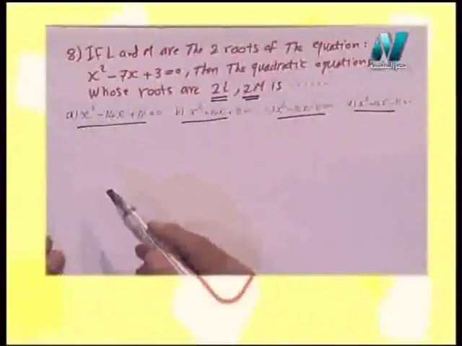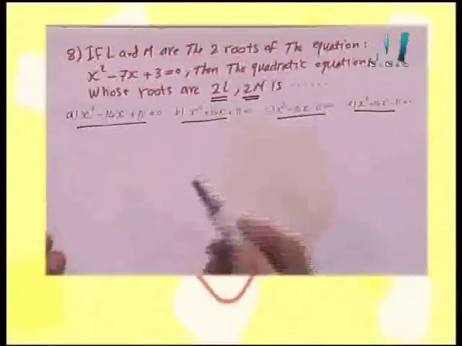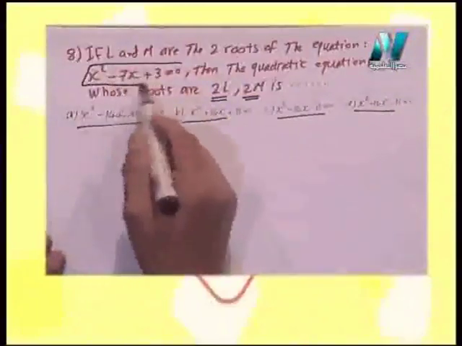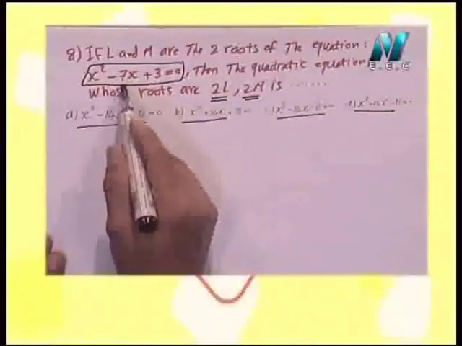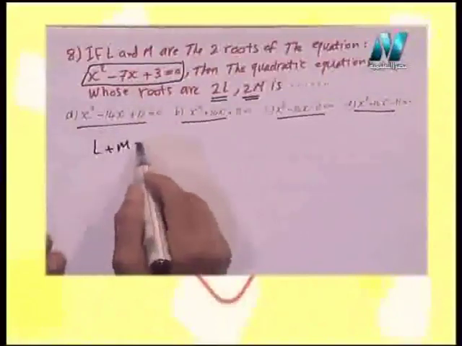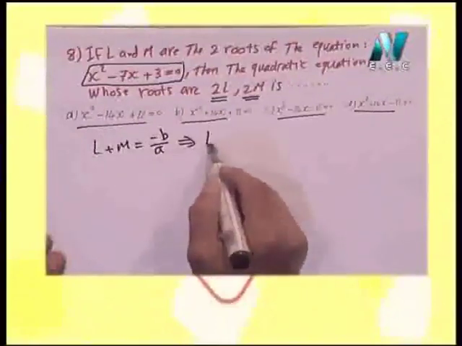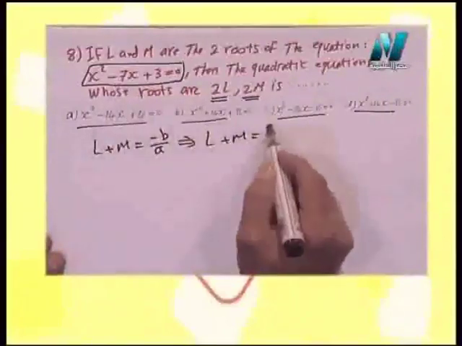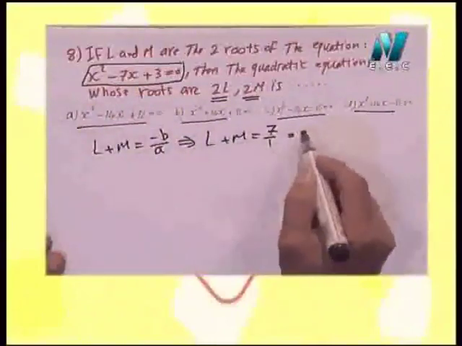Okay, so let's make a test for them. We have here L and M are the two roots of this equation. We have to find out the sum of the roots here. We have L plus M equal negative b over a, as we know. L plus M equal negative b means positive 7 over a, which is 1. So L plus M equals 7.